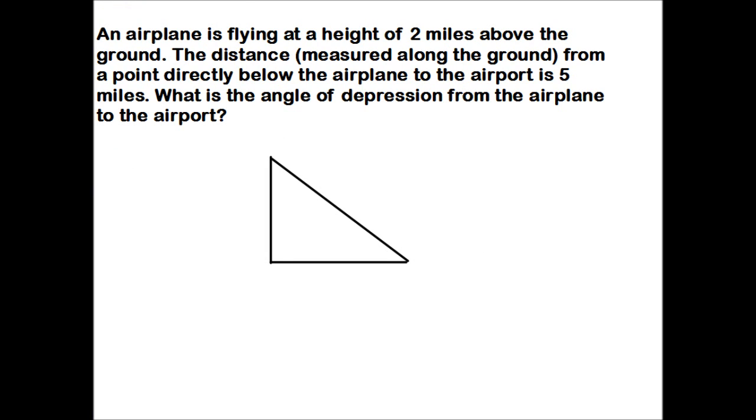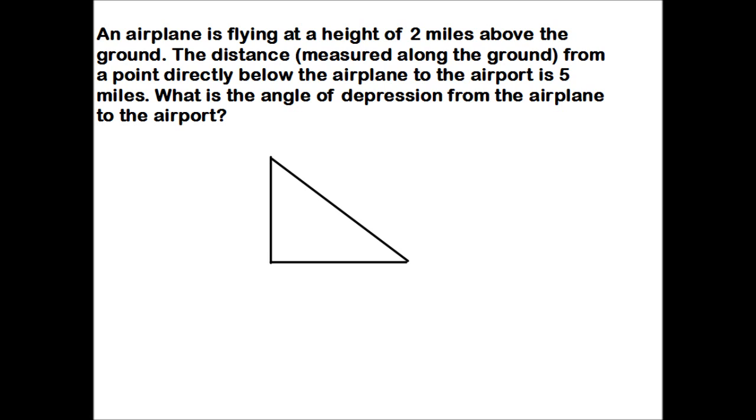Alright, let's look at this one. An airplane is flying at a height of 2 miles above the ground. The distance measured along the ground from a point directly below the airplane to the airport is 5 miles. What is the angle of depression from the airplane to the airport?